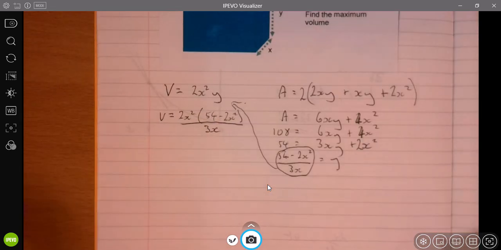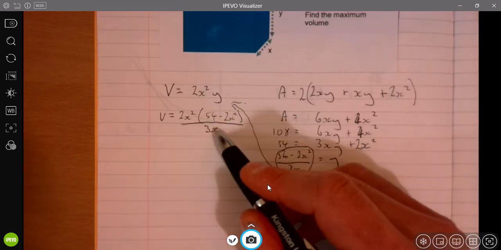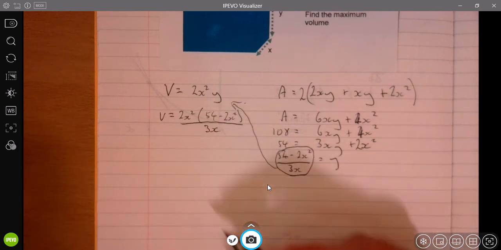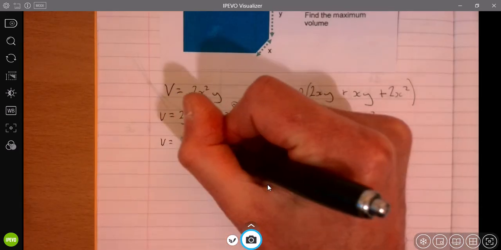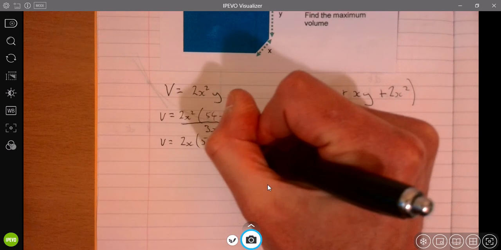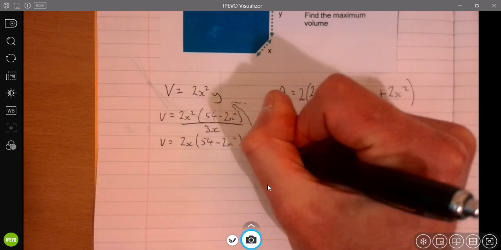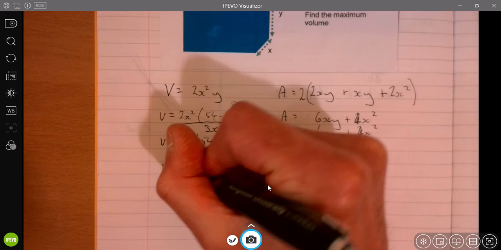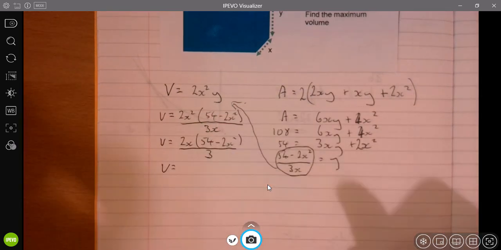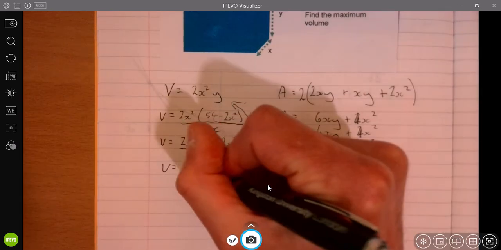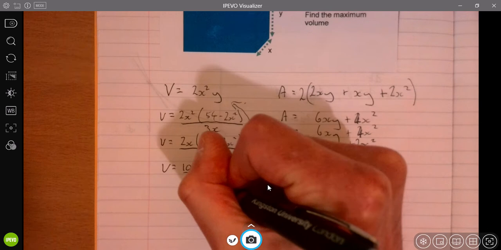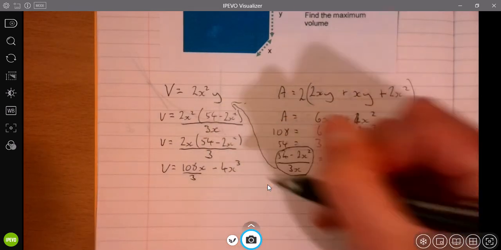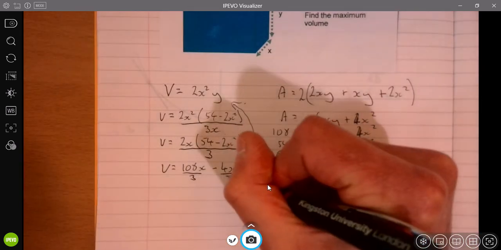Right, so let's see if there's anything obvious that we can do. We can take out this x with one of those. So V equals 2x, times 54 take away 2x squared, all over 3. Again, let's multiply out this bracket and tidy it up a little bit, and we're going to end up with 108x over 3, take away 4x cubed over 3.